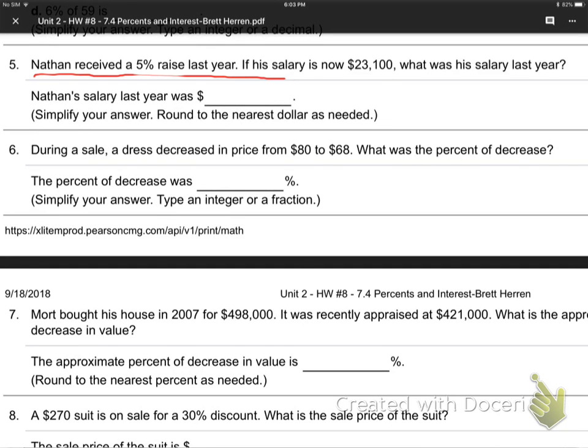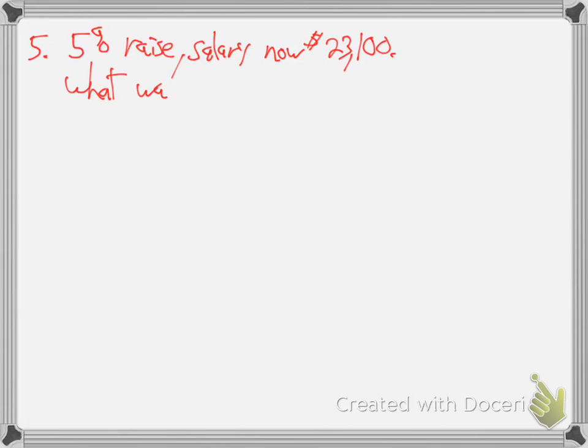Okay, so here we have question number 5. Nathan received a 5% raise last year. If his salary is now $23,100, what was his salary last year? Let me rewrite that. So it was a 5% raise. Salary now $23,100. What was the salary before the raise?